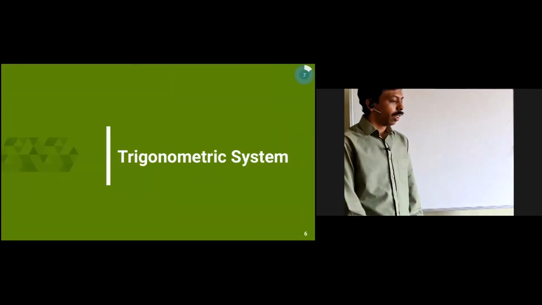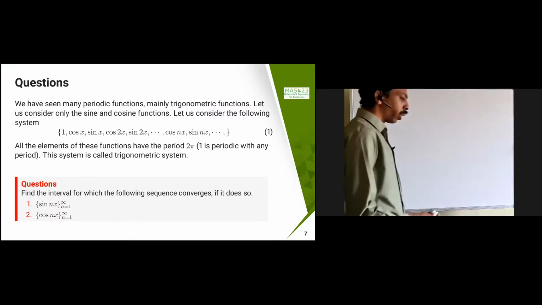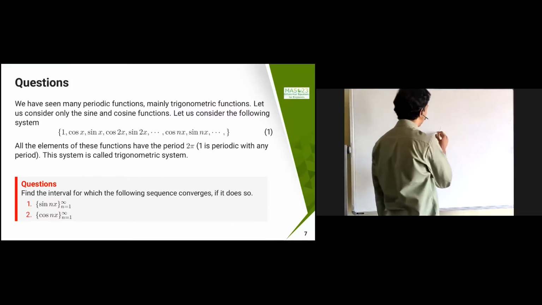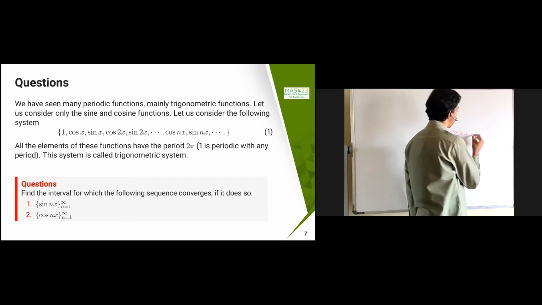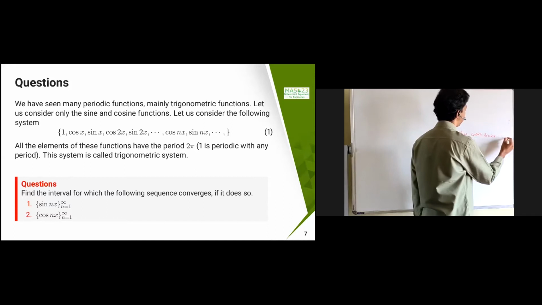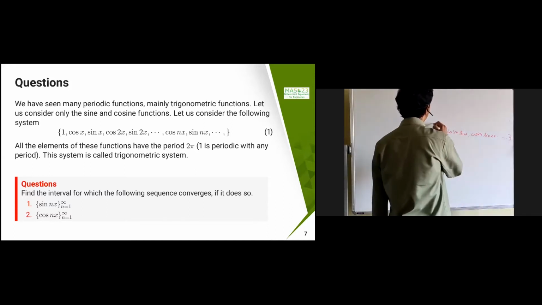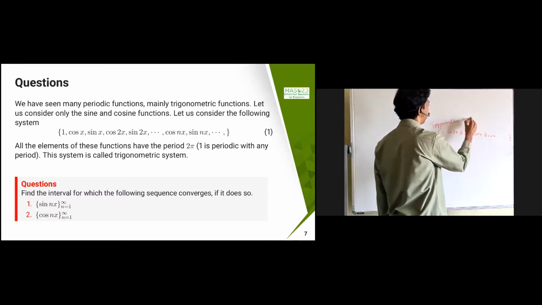Okay, so now we are going to take a trigonometric system. What I have is 1, cos x, sin x, cos 2x, sin 2x, etc. I'm going to take these. This system is called the trigonometric system.